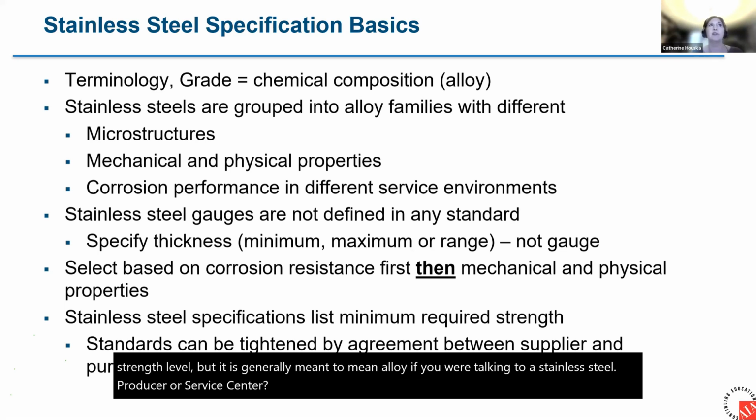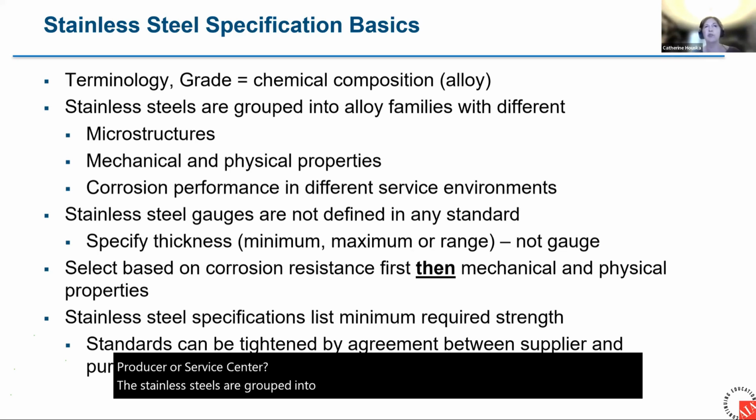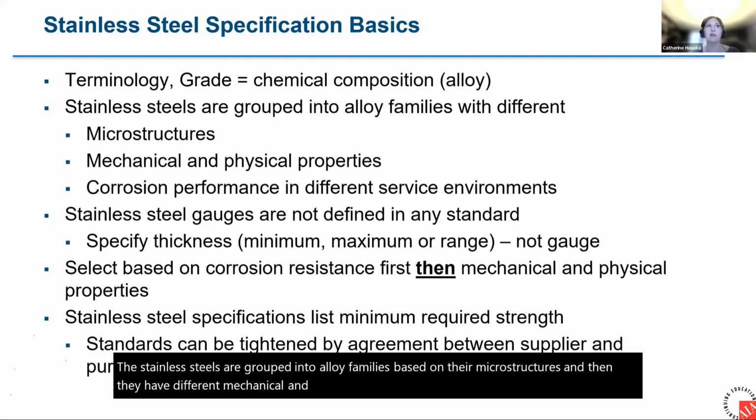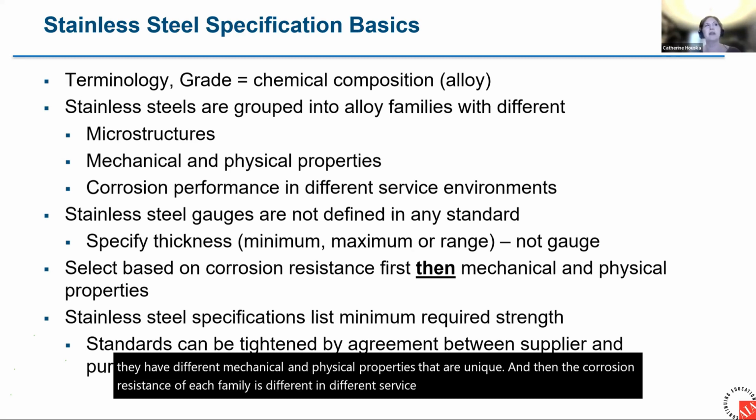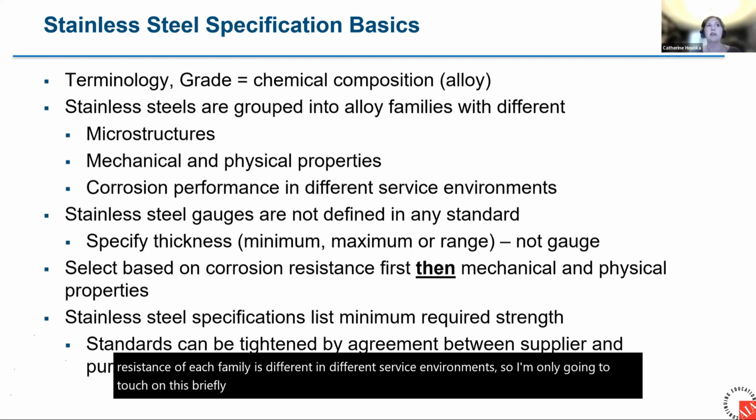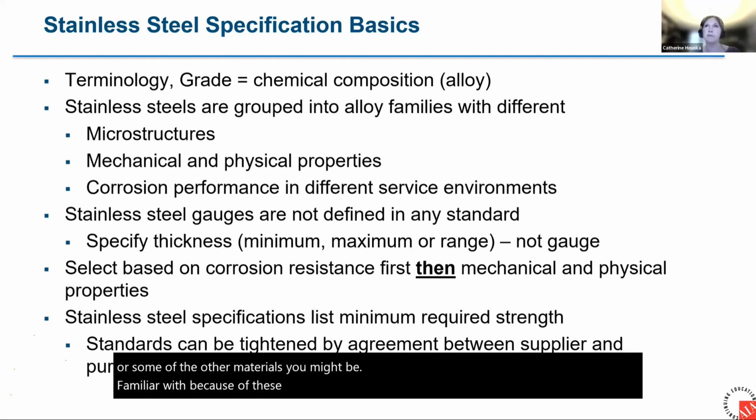The stainless steels are grouped into alloy families based on their microstructures, and then they have different mechanical and physical properties that are unique. And then the corrosion resistance of each family is different in different service environments. So I'm only going to touch on those briefly, but I did want to make you aware that this is different from carbon steel or some of the other materials you might be familiar with because of these differences.